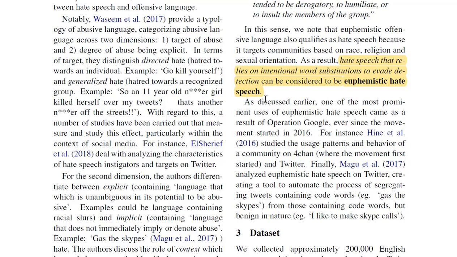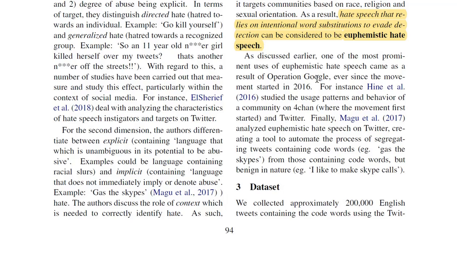As discussed earlier, one of the most prominent uses of euphemistic hate speech came as a result of Operation Google, ever since the movement started in 2016. For instance, Hine et al. studied the usage patterns and behavior of a community on 4chan and Twitter. Finally, Magu et al. analyzed euphemistic hate speech on Twitter, creating a tool to automate the process of segregating tweets containing code words from those containing code words but that are benign in nature.